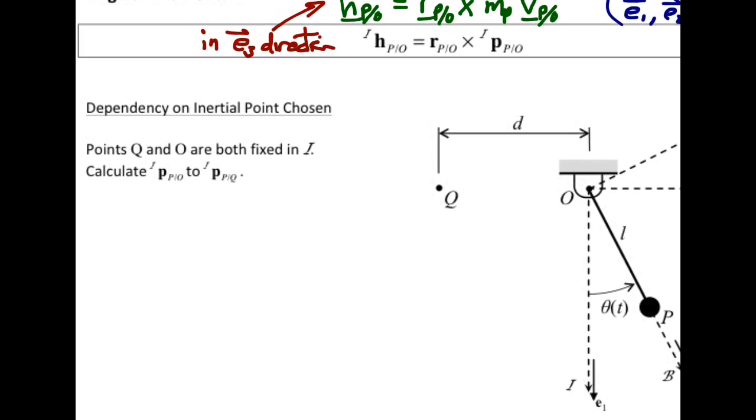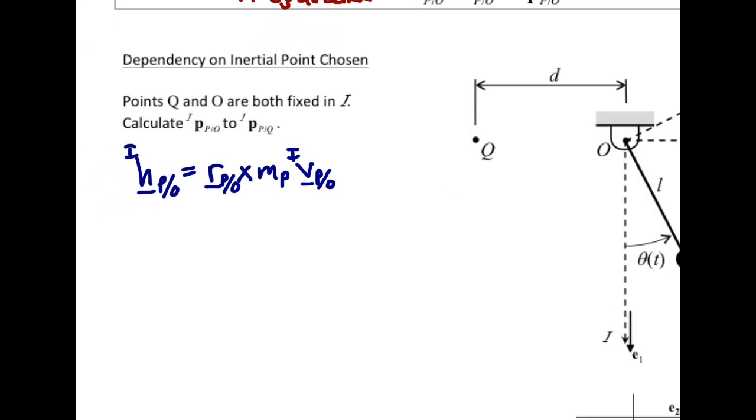So the angular momentum of point P with respect to point O, observed in the inertial reference frame. Using our definition, this is equal to r of P with respect to O, crossed with the mass of point P multiplied times the velocity of P as observed in the inertial reference frame.